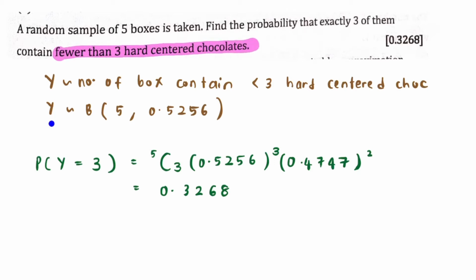And then random variable Y follows a binomial distribution. You have the total number of boxes taken as 5. The probability of the success event is the answer from the previous part, which is 0.5256. This is the probability that the box contains fewer than 3 hard-scented chocolates. So the question asks, out of 5, exactly 3 contain fewer than 3 hard-scented chocolates. So you have probability of Y equal to 3. Just substitute into the binomial formula: 5C3, p to the power of 3 and q to the power of 2. Then you have the answer 0.3268.